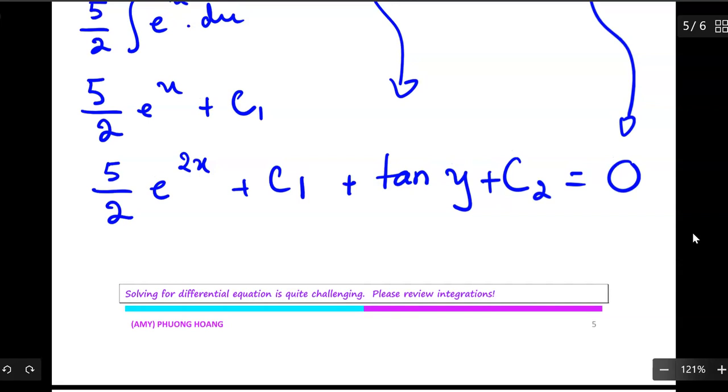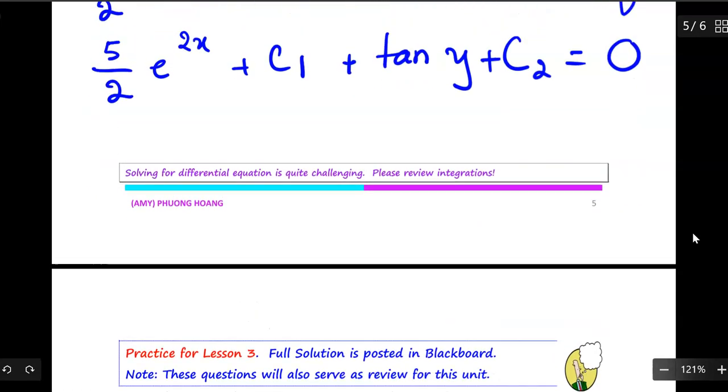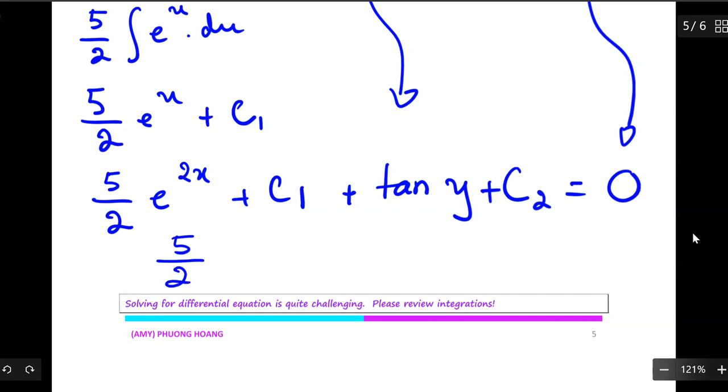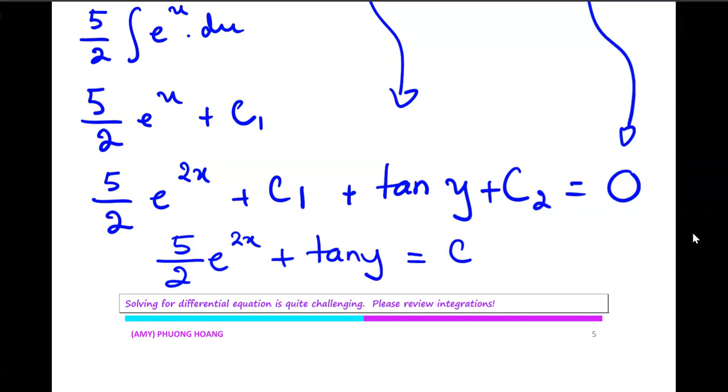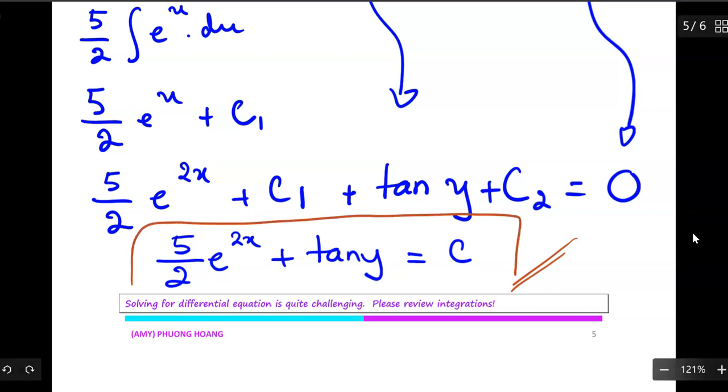So therefore my final solution for this will be 5 over 2 e to the 2x plus tangent of y equal to c1 minus c1 minus c2, which is just equal to c, because they are arbitrary. It can be any constant, so we just write them as c. All right, so 5 over 2 e to the exponent 2x plus tangent of y equal to c is my final solution for this differential equation.